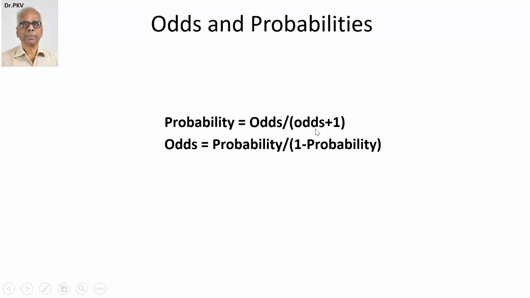If you look at the denominator, odds divided by 1 plus odds is bigger than the numerator, and therefore the probability is expected to be less than 1 and greater than or equal to 0. Odds, on the other hand, probability by 1 minus probability, it could be anything. And this is how I would understand the odds, and I hope you will appreciate.